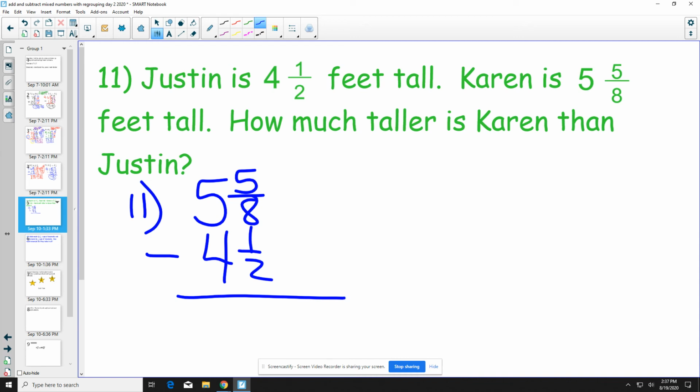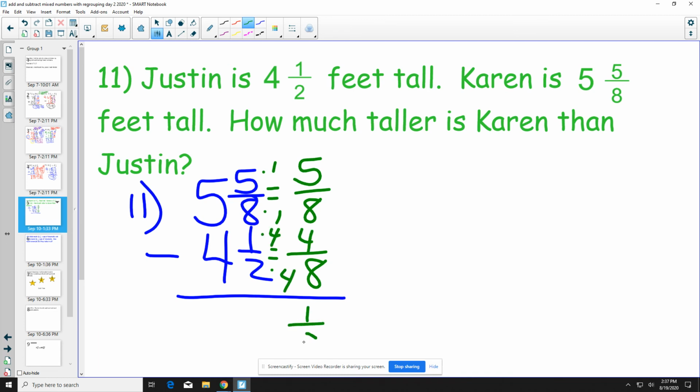All right, let's see how you did. So your common denominator is 8. Your least common denominator is 8. You could have also used 16. You would just have to reduce your fraction. Here, 8 times 1 is 8. 5 times 1 is 5. Here, 2 times 4 is 8. 1 times 4 is 4.